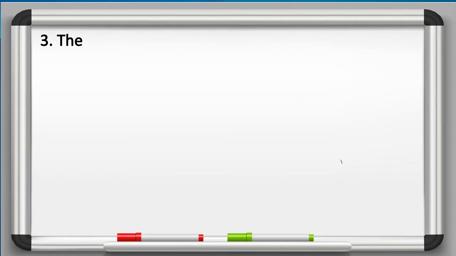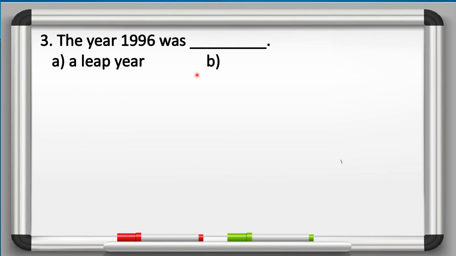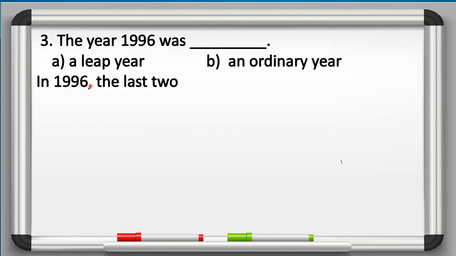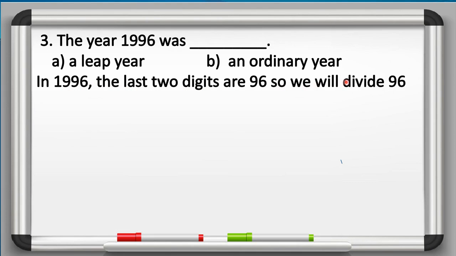Now example number 3. The year 1996 was dash. Here again we have two options: A, a leap year, and in option B, an ordinary year. Okay, so let's start the solution. In 1996 the last two digits are 96, so we will divide it by 4 to know whether this year is a leap year or an ordinary year.